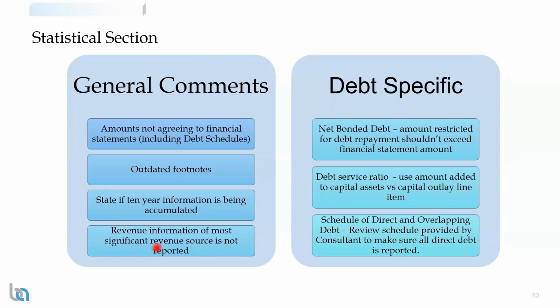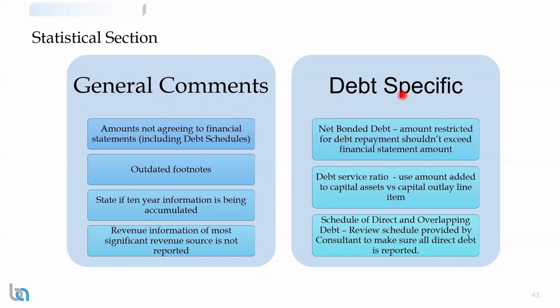Revenue information of most significant revenue source is not reported. If we have a touristic city and most of their revenue comes from TOTs, but the statistical section is all talking about sales tax and property tax, and there's nothing discussing TOTs, that probably needs to be changed, and they need to incorporate some information about TOT revenue if that's their largest revenue.